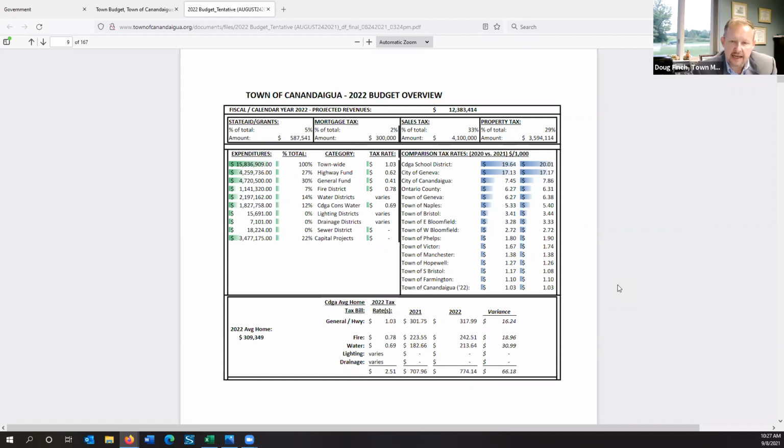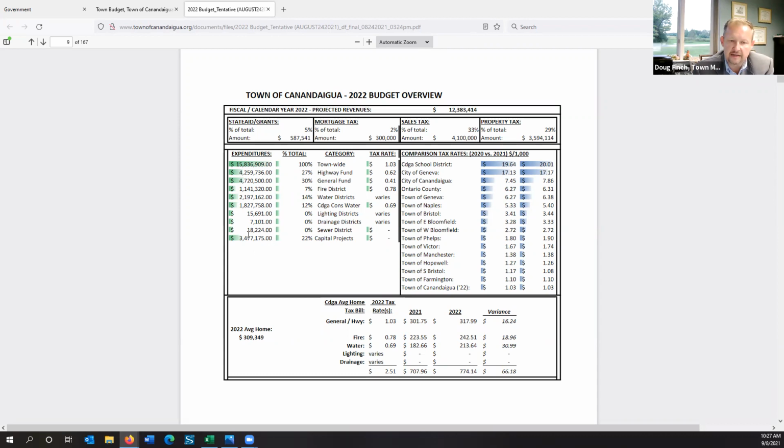So on this expenditure side, on this left-hand side of this chart, you have the total expenditures. So you have the highway fund, you have the general fund, highway fund at 4.2 million, general fund at 4.7 million, the fire district, which is 1.1 million, proposed. Again, this is all proposed for the 22 tentative budget. Water districts, 2.1 million. That's all of our water districts combined. That includes Canandaigua Consolidated Water District at 1.8 million, which is our parent water district. All of our lighting districts, our drainage districts, our sewer districts.